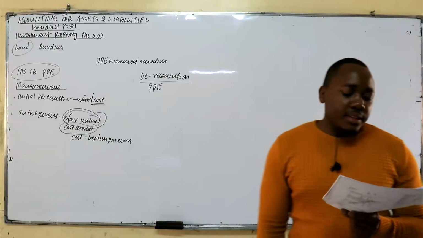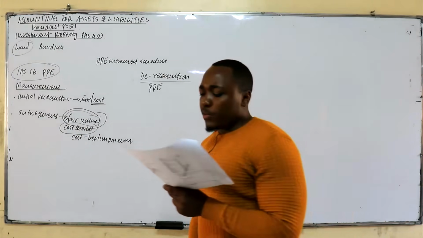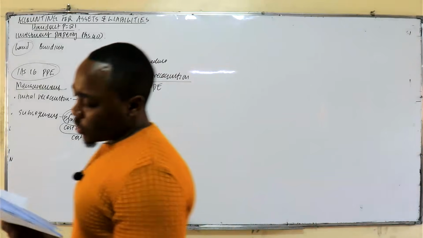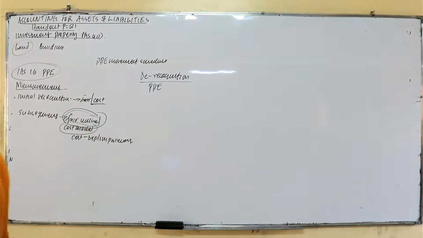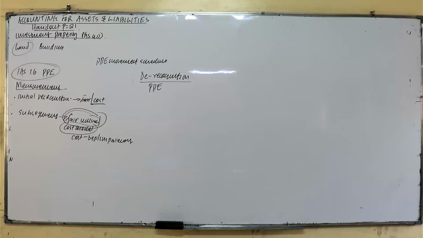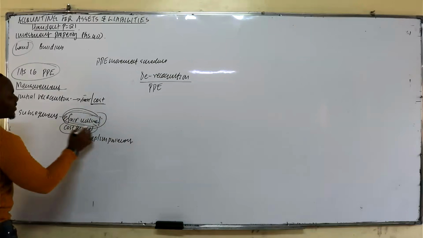So we are saying that the derecognition of an item of PPE is done on disposal, or when no further benefits are expected from the use or disposal. That means when the asset is obsolete. Good. Then you have disclosure requirements for PPE stated at revalued amount. Revalued amount is fair value. That's what we call the revalued amount.